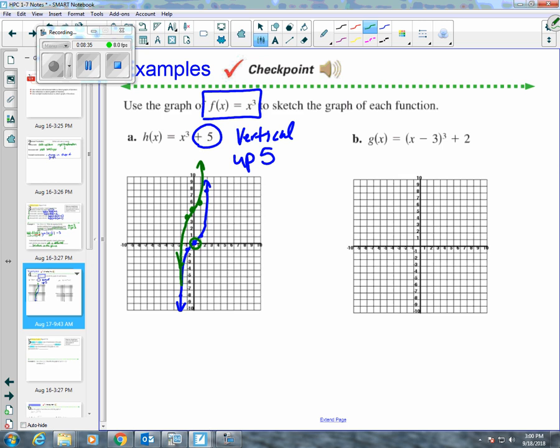These are the kind of sketches I want you to be able to do. Understand what the numbers do, and then how does that affect your graph. Okay, pause and see if you can do g. What transformation should it be? So go ahead, pause, and then we're going to check and see if that's what you ended up getting.